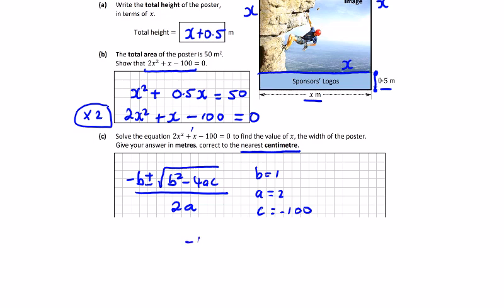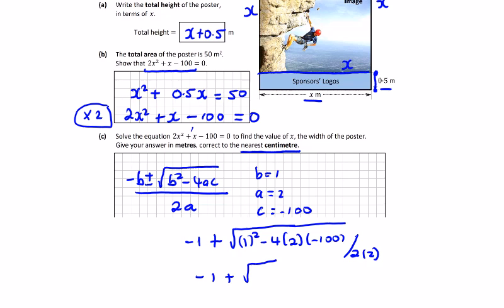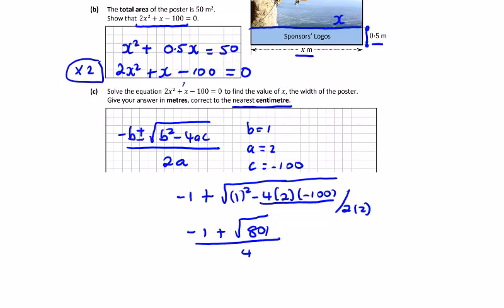We'll type this into our calculators. Minus b, we'll just use plus, then we'll change it to minus in the middle. b squared minus 4 by a by c, all divided by 2a, 2 times 2. So we're going to get minus 1 plus the square root of 801, divided by 4. And the other one will give us a minus value, so that won't work.